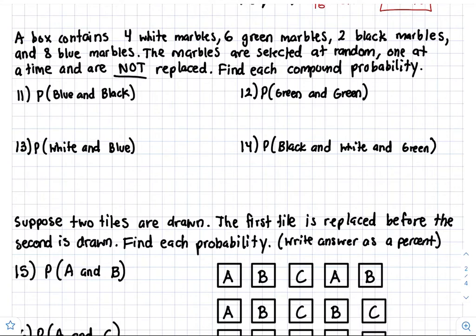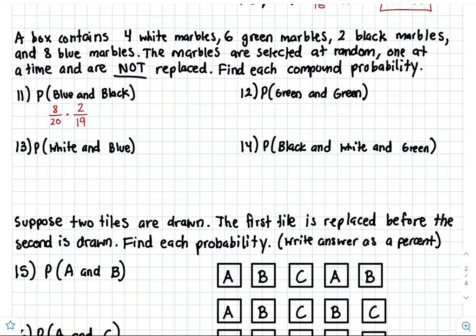Okay. Here we have a problem, you guys, where there's marbles in a bag. You pick one at a time, and they are not replaced. Meaning, you guys do not put the marble back once you select it. So, the probability of getting a blue one first, you guys, there's 8 blue ones out of 20 total. So that's a probability of getting blue. Now, the black one, you guys, is 2. Now it's out of 19. Why is it out of 19 now? Because the first marble, which was blue, you guys, you did not put it back in the bag. That's what not replaced means.